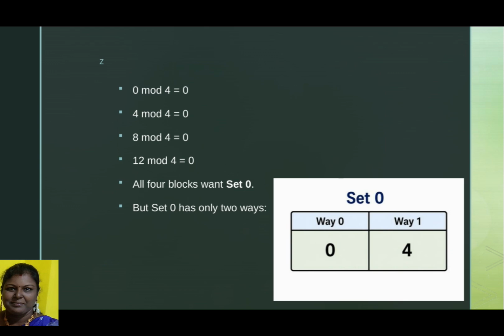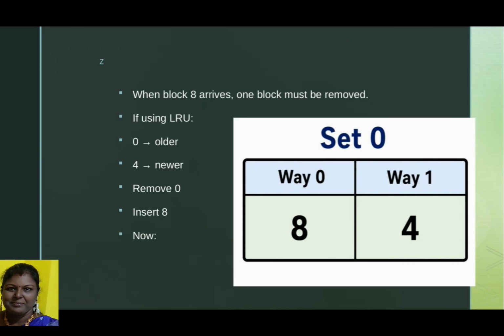As block 8 arrives, we have to make room by removing one block. Using the least recently used method, block 0 is the oldest, so it gets removed. Then, block 8 is inserted. This keeps the cache updated by always replacing the block that hasn't been used for the longest time.